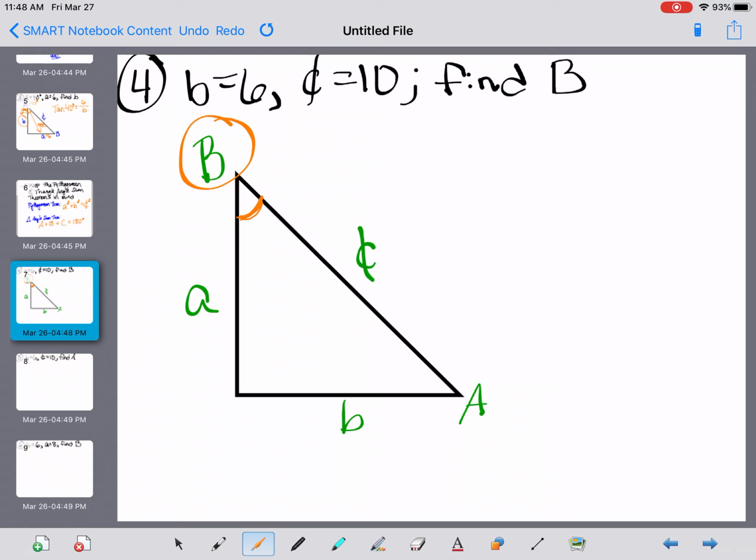Then we have side B is 6. Ooh, B's and 6's again, how fun. And then we have the hypotenuse C, which is 10. All right, so using that angle, that side is opposite, and this is always my hypotenuse. So I have to think what uses opposite and hypotenuse, that is sine.